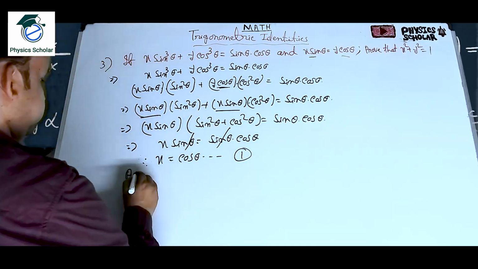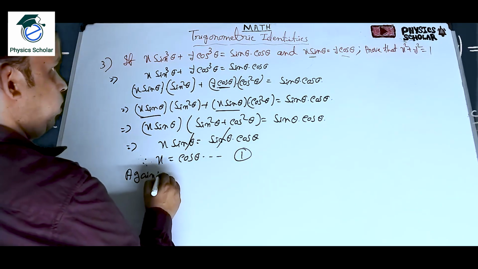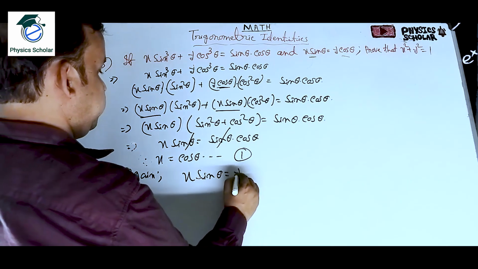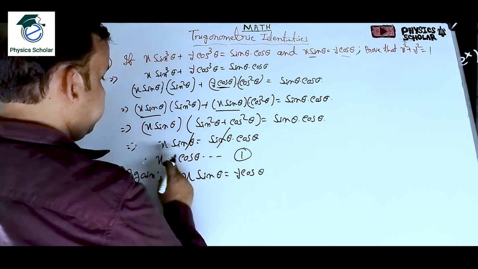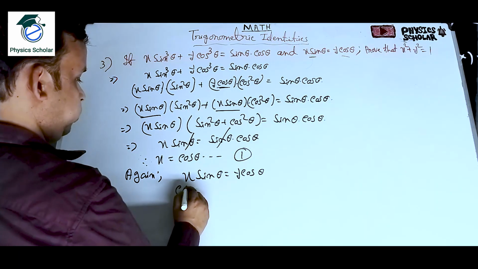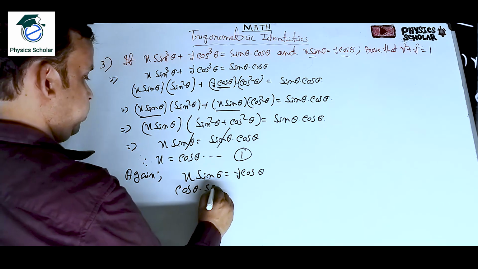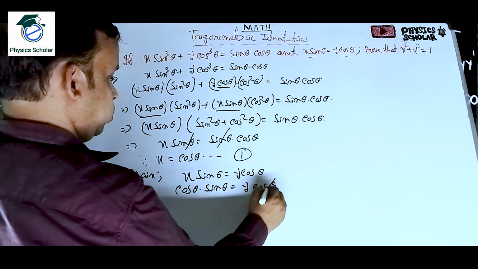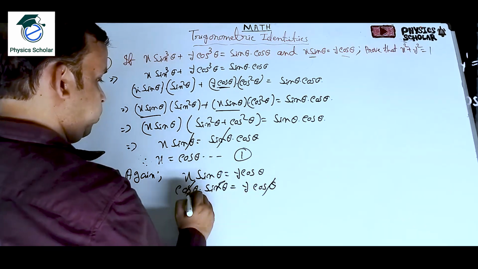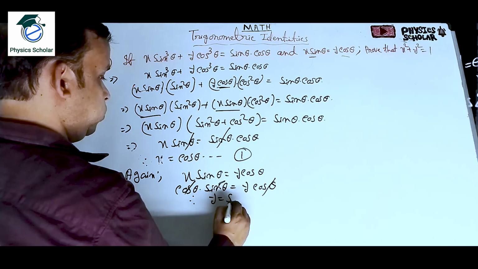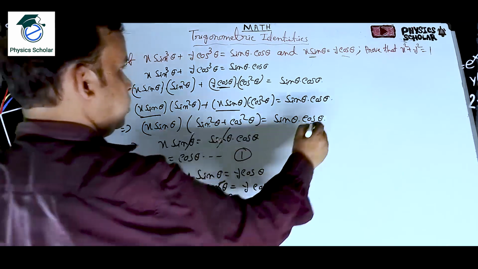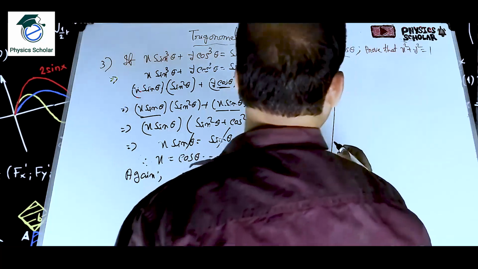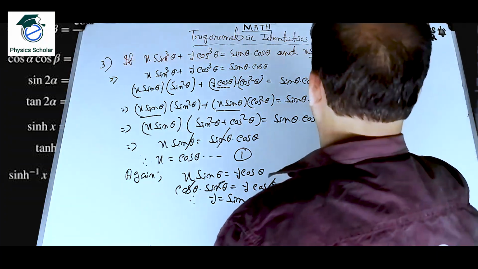Again, what is given? X sin theta is equal to y cos theta. So what is the value of x? Cos theta. So cos theta into sin theta is equal to y cos theta. So cos theta will be cancelled. So y is equal to sin theta. Clear? So it is equation number 2. Okay. So now what?